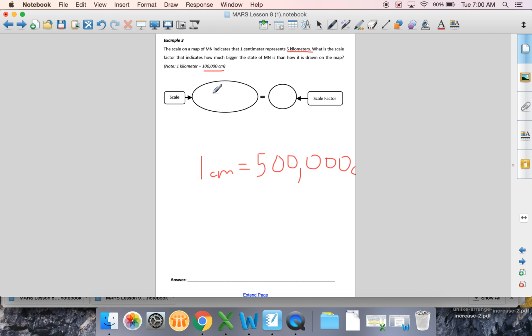So if you fill it in here, see what you get, and I will let you know the answer. Pause the video right now, fill it out, see if you can find your scale factor. Hopefully you paused the video. Your answer is actually going to be 500,000 times larger. So you need to fill this out and say times larger or bigger.